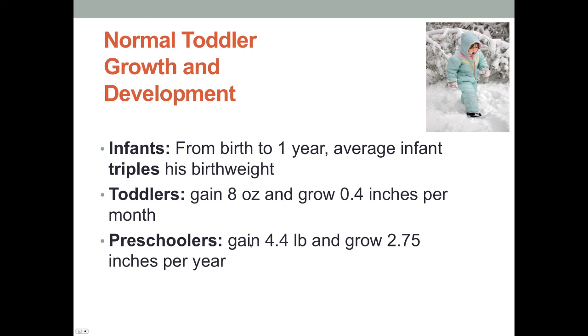And then preschoolers actually gain even less. So from 8 ounces, or half a pound per month, so that would be 6 pounds per year, to about 4.4 pounds. And then they're growing way less, 0.4, again, about, what is that? Half an inch for 12 months. So 6 inches down to about 2.75 inches. Growth really slows down. And so with that, the child who just always seemed to be hungry when they were quite young is less interested in food.